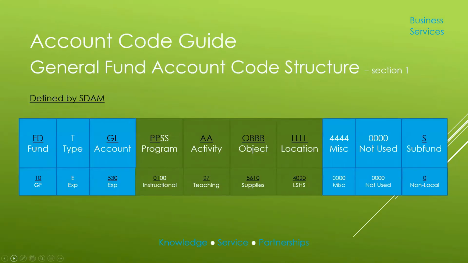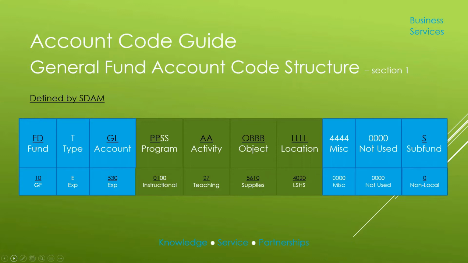We have 6 funds that we will learn about in the next slide. We are just going to cover the code structure for the general fund, as this is the fund that everyone uses. We have a 29-digit account code structure, but don't be intimidated as we're going to go through it all. So we're going to start with section 1.